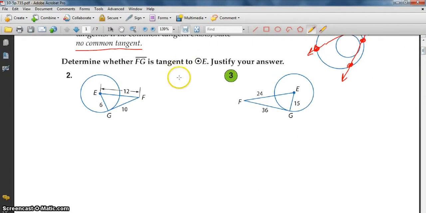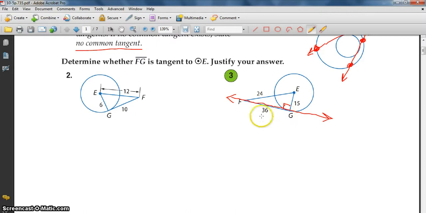For number 3, determine whether FG is tangent to circle E. Justify your answer. So we have a theorem that states that a line is tangent to a circle if and only if it is perpendicular to the radius. So if we can somehow prove that this is a right angle, then we'll know that this line intersects the circle at exactly 1 point.